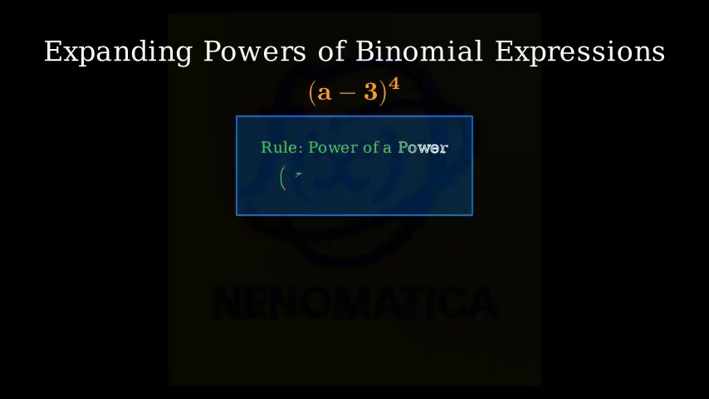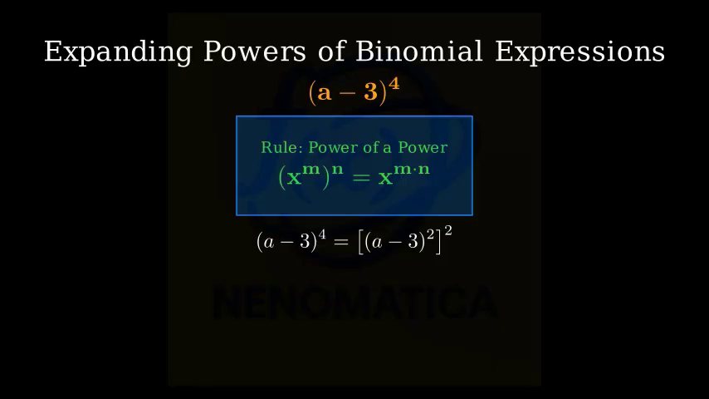We'll use the property that a power to a power means we multiply the exponents. So, a to the power of 4 can be written as (a squared) squared. This means we can rewrite (a - 3) to the power of 4 as ((a - 3) squared), and then that whole expression is squared.